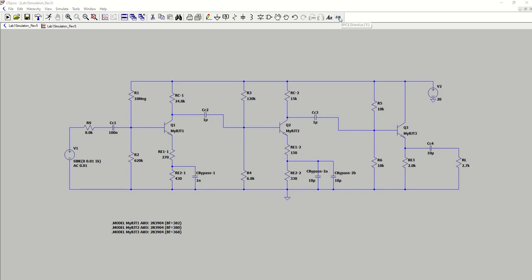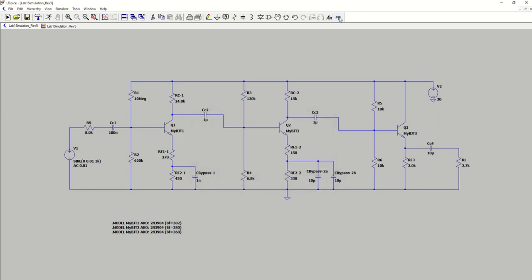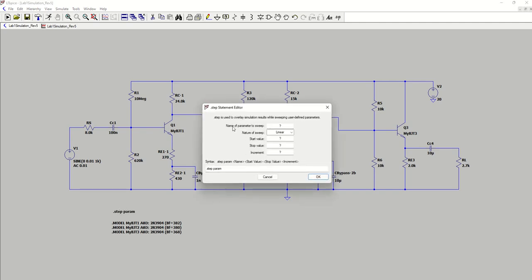Pull up the SPICE directive, type in .step param, press enter, and then right click on that directive. Name of parameter to sweep: what we want to do is change the load resistor, so I'm going to name it RL.